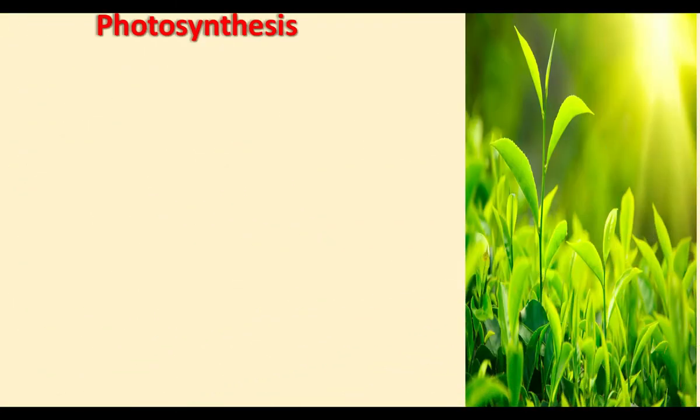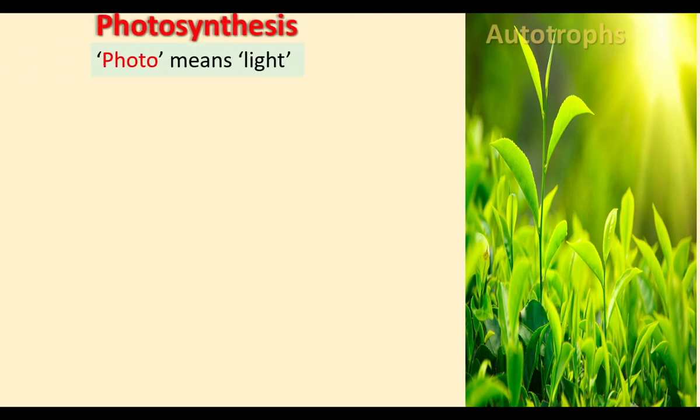Green plants are called autotrophs because they prepare their own food. How do the green plants prepare their own food? Green plants prepare their own food by the process called photosynthesis. What is the meaning of photosynthesis?